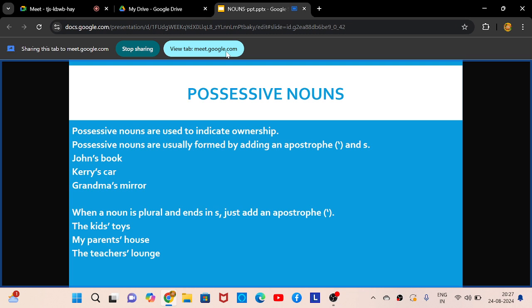Possessive nouns are used to indicate an ownership, and possessive nouns are generally formed by adding an apostrophe and s. For example, John's book, Kerry's car, Grandma's mirror. So you are just adding an apostrophe and s to the noun, then it becomes a possessive noun.